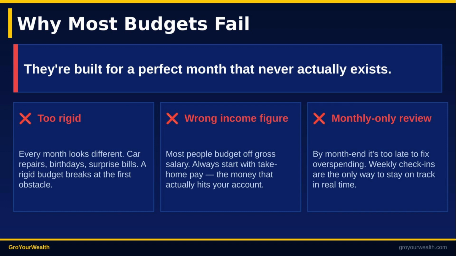The number one reason budgets fail is that they are too rigid. They assume every month looks the same, but in real life, your car needs a repair, a birthday comes up, or your electricity bill doubles in summer. A budget that cannot flex will always break.